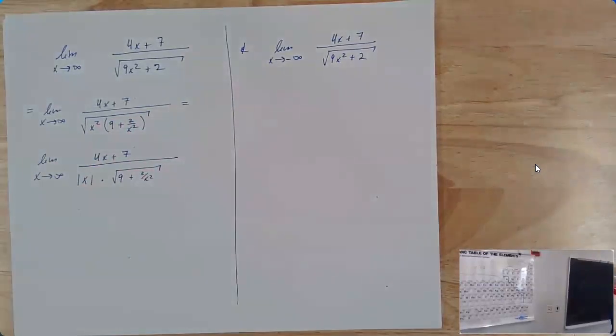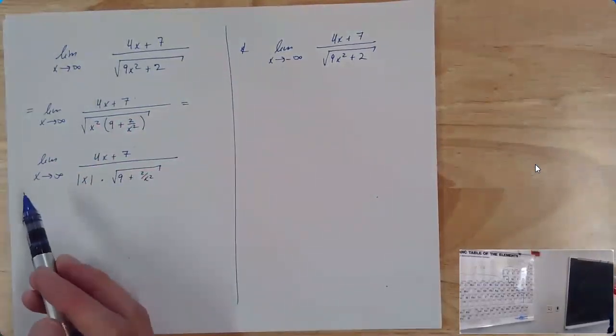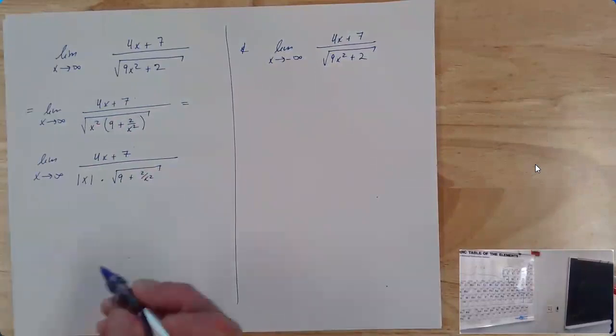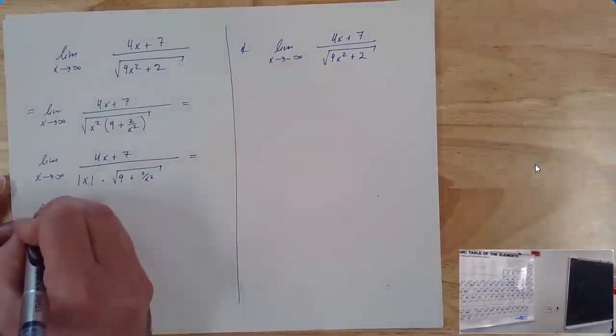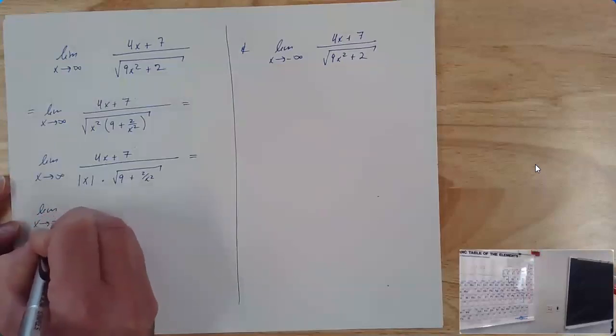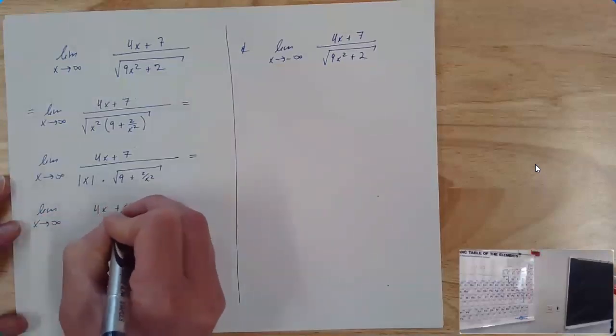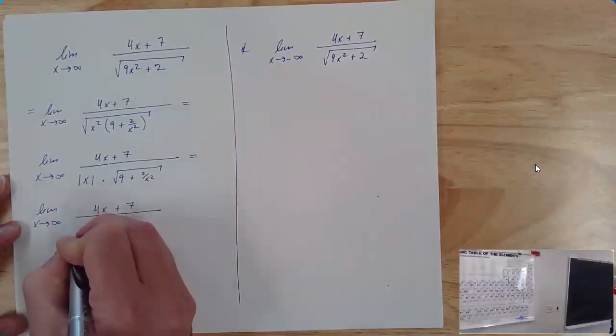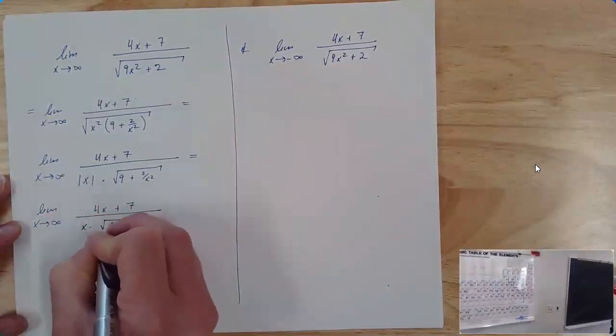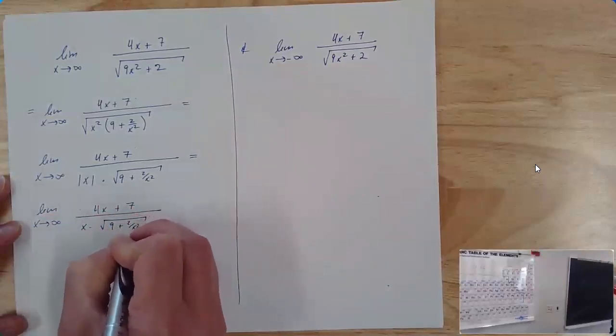And now, since x is positive, how do I know x is positive? Because we're going to infinity. That's about as positive as you can be. Since x is positive, we can say that the absolute value of x is just x. So (4x + 7) over x times the square root of (9 + 2 over x squared).